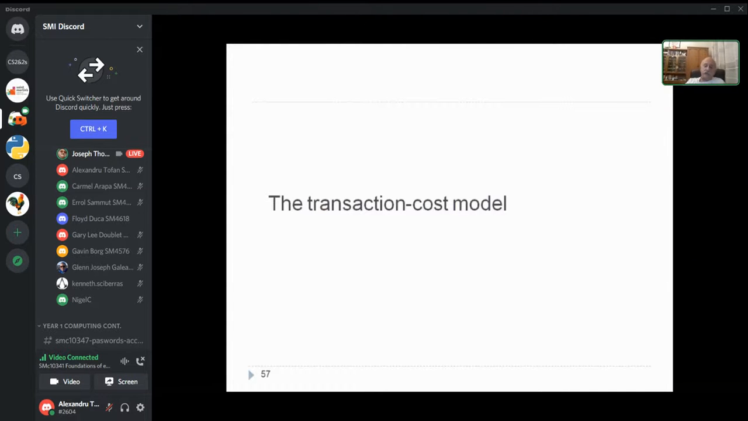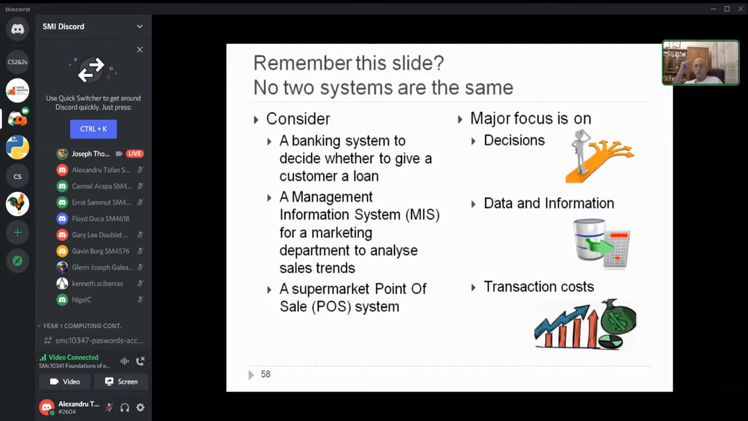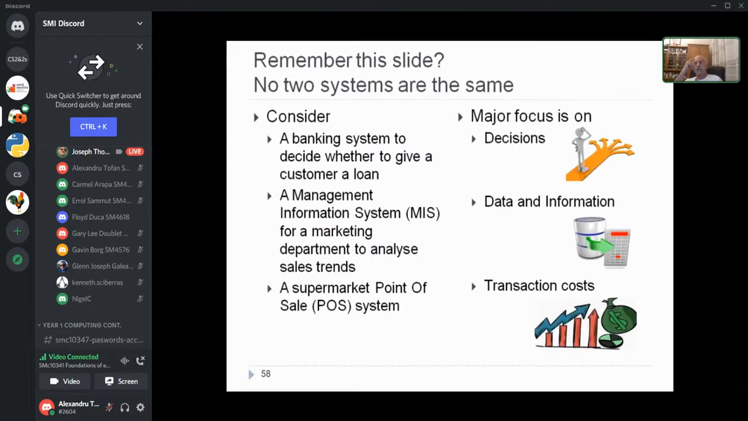Okay, so let's have a look at the transaction cost model. If you remember, some weeks back I talked about the different approaches that we take when we need to develop an information system. We look for where the major focus is going to lie. This is the major focus; it doesn't mean that the other things are not important. We had seen three different types of systems: a banking system, a management information system, and a point of sale system. And the focus in these three systems is different.